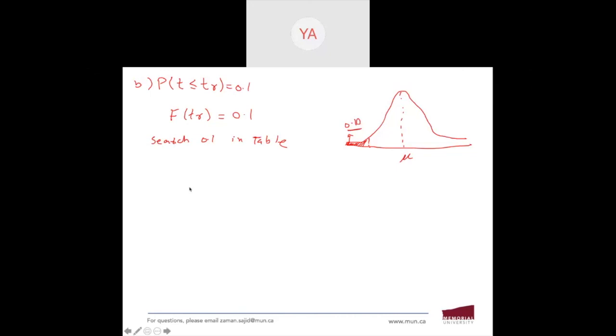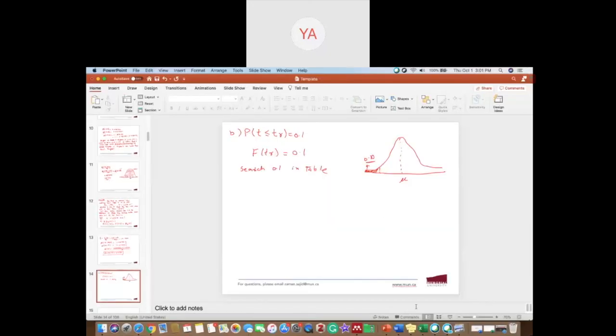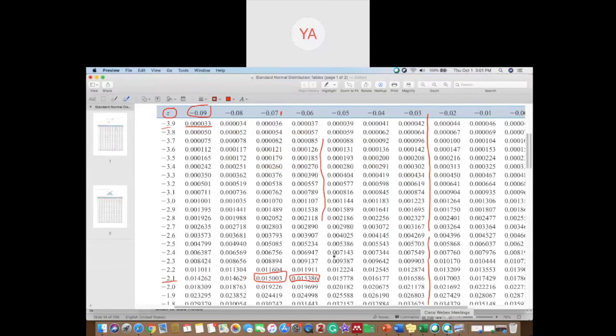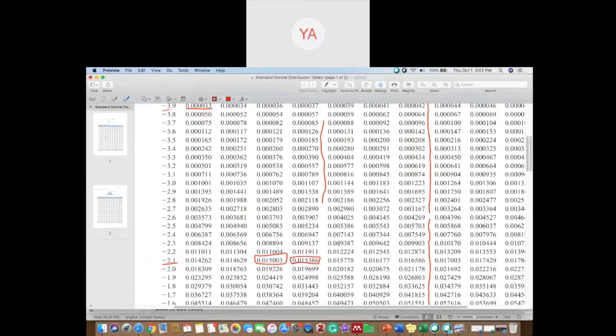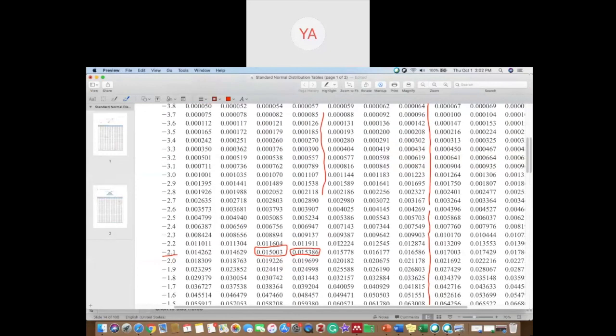So let's go back to the tables here. Okay, now one thing I'm sure, because it is lying on the left hand side of my mean value, I will be using the negative z table, not the positive one. Why? Because my concern value is on the left of the mean. So I go to the negative tables here and I need to find out where is my 0.1.